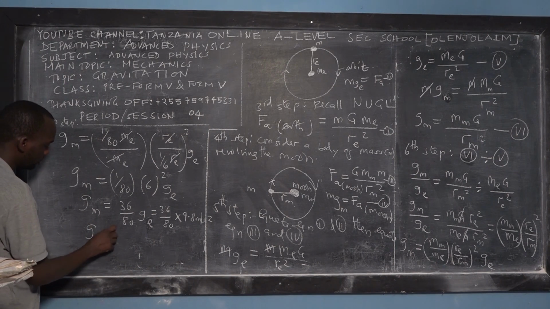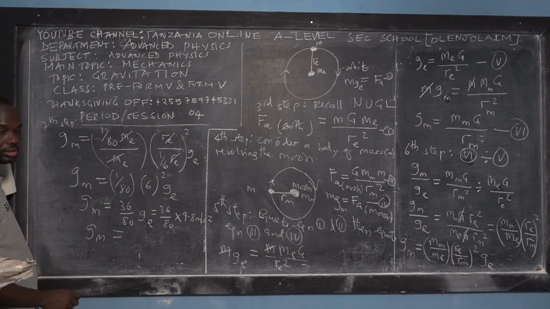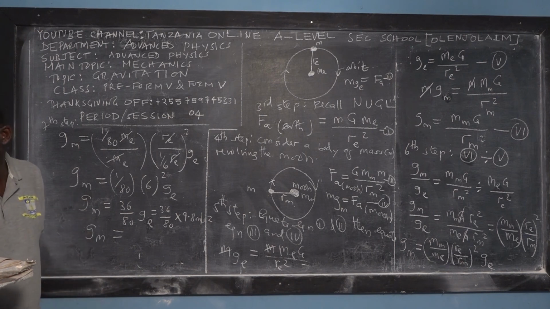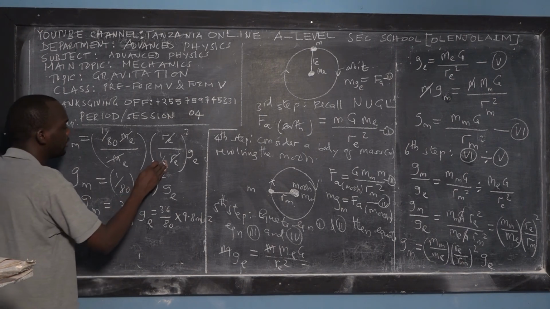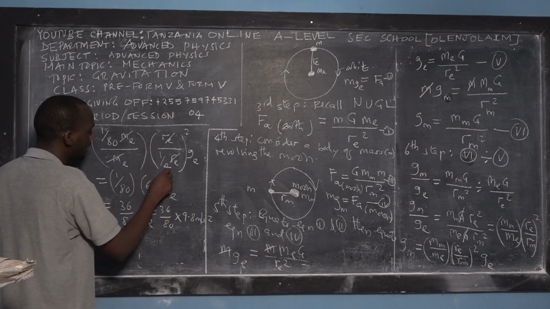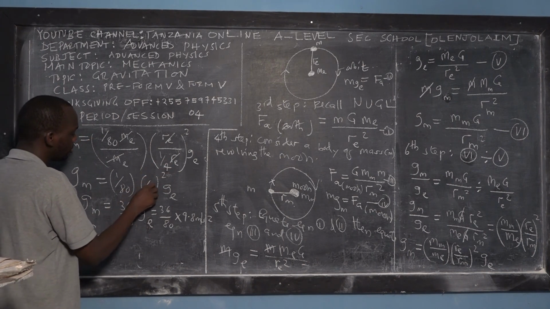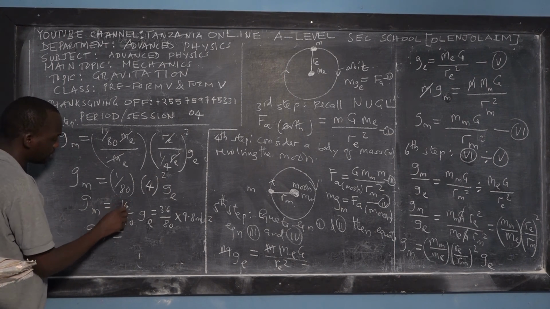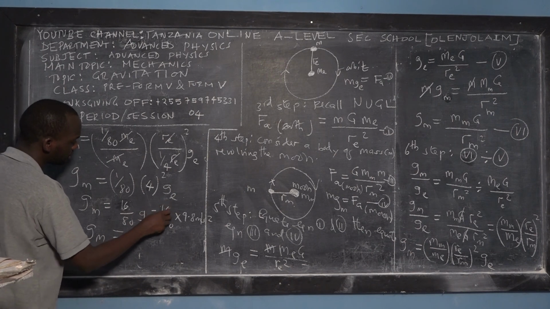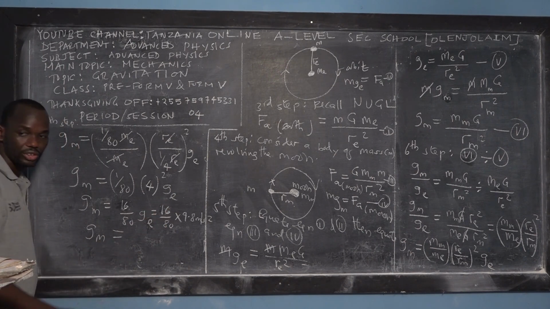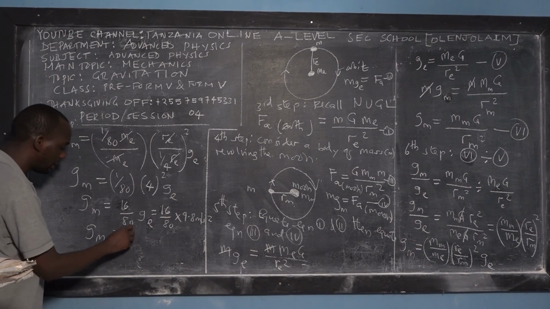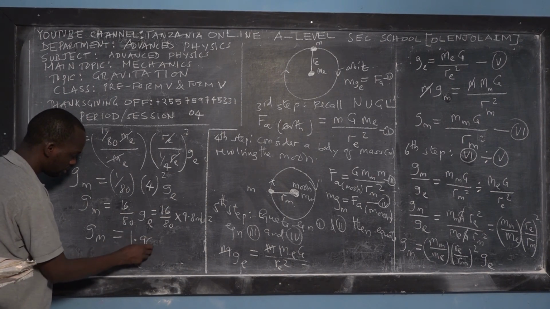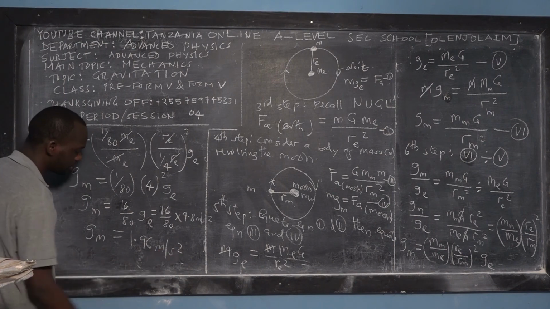So g on the moon is equal to... So if you do your computation, it is 1/4, I'm sorry. This is 1/4 of the radius, I made a mistake. So this is 4, and it will be squared, 4 times 4, which is 16. So if you do your computation, your final response will be 1.96 meters per second squared.